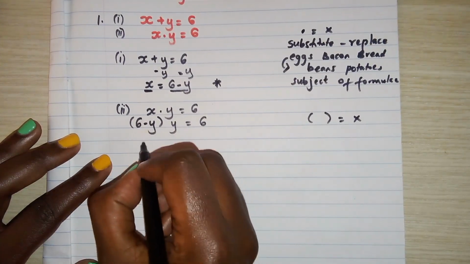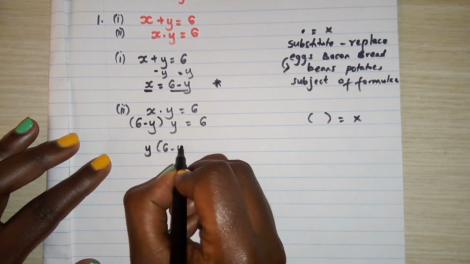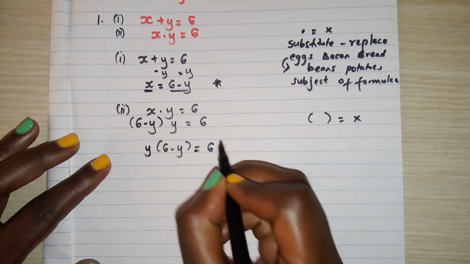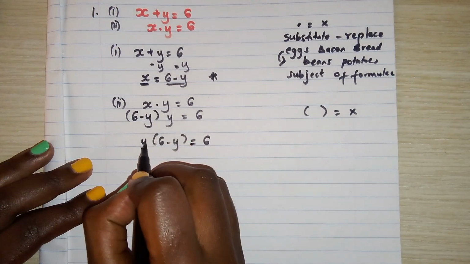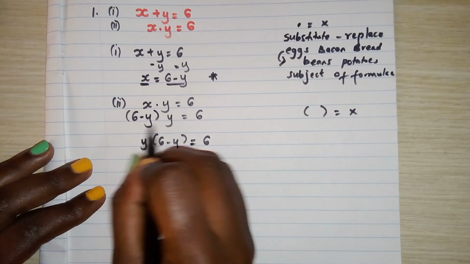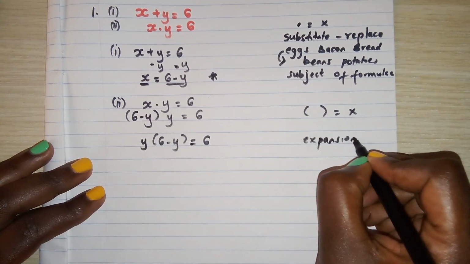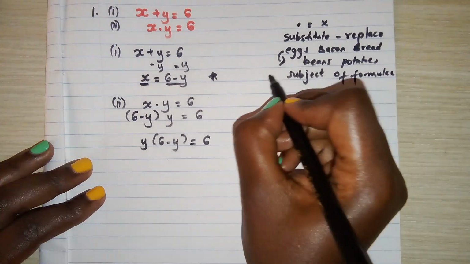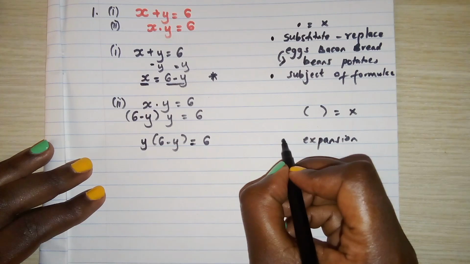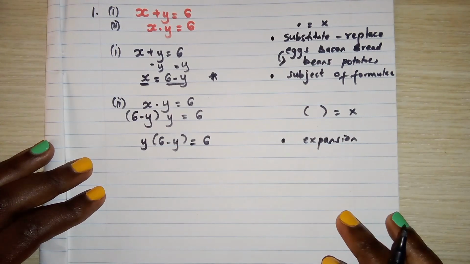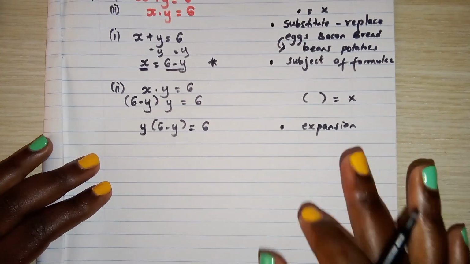Now I can start with y: (6 minus y) times y equals 6. I hope you understand so far. The next move is to expand this bracket. So far we have done subject of the formula, we have done substitution, and now we are doing expansion. We also have another video on expansion. Please feel free to go over the videos that I've made.